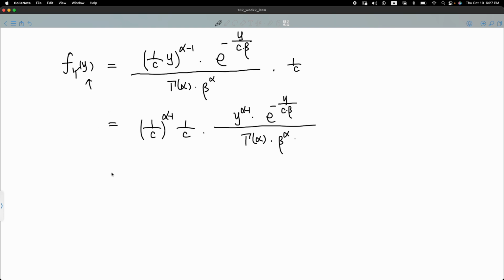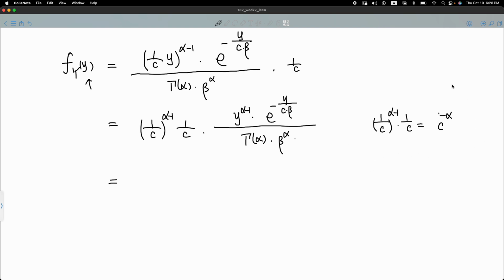Let me do one more simplification. So 1 over c raised to the power of alpha minus 1, and then multiply by one more copy of 1 over c. That means you only have 1 over c raised to the power of alpha. You minus one copy, but you multiply back one more copy. Let me write the inverse as the negative sign, so you have c raised to the power of negative alpha. Does that make sense?